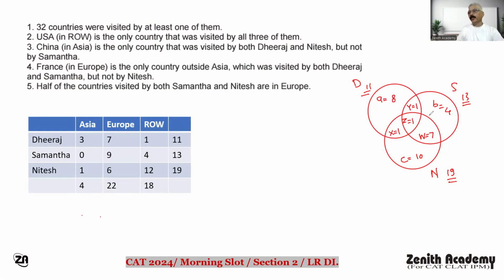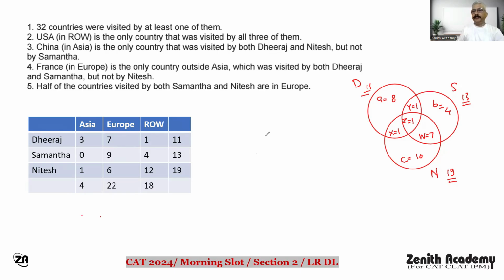Is it right? So now from this Venn diagram, it is very clear that Dheeraj is visiting 8 countries alone, Samantha 4 countries alone, and Nitesh 10. One country where Dheeraj and Samantha are going together. One country where Dheeraj and Nitesh are going together. And there are 7 countries where Samantha and Nitesh are going together. And only one country where Dheeraj, Samantha and Nitesh are all going together.